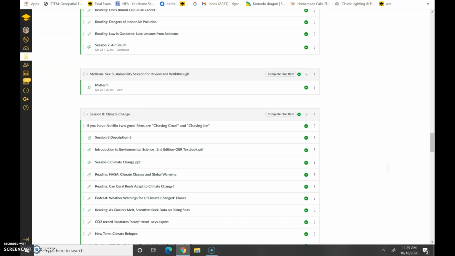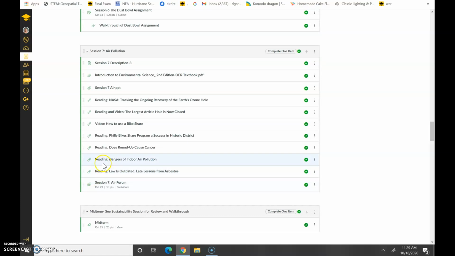So Session 7 of this air pollution is, here is a description along with the chapter reading, and it's Chapter 6 of the OER textbook. So here's the OER textbook. Chapter 6 is air. And then you have your PowerPoint presentation here. In this session, we're going to talk about the ozone layer. That's something really specific and important for us to understand and know about. We're also going to talk about indoor and outdoor air pollution and the difference between the two.